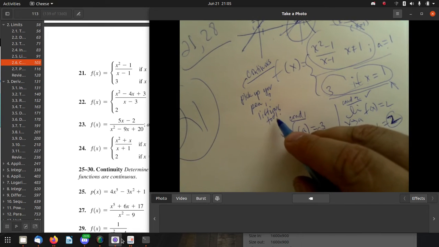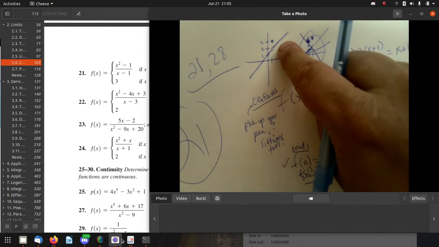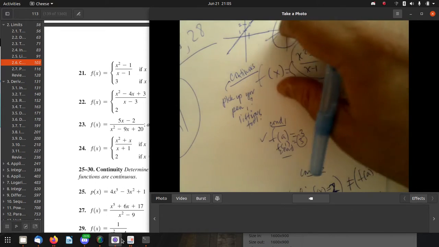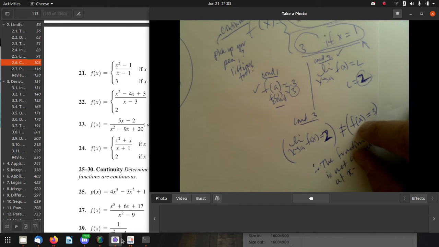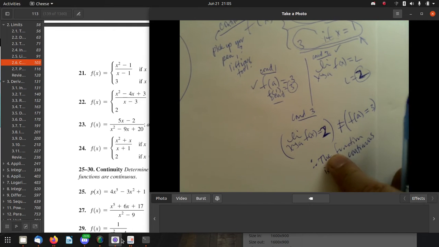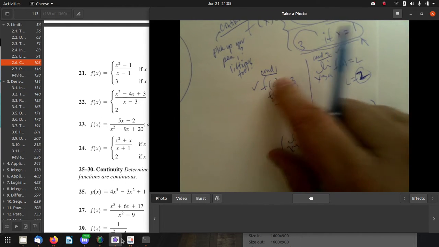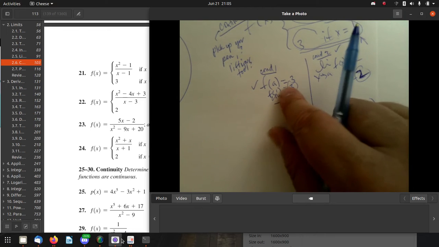Do you have to pick up your pen? Do you have to lift your tool? If you do, you're not continuous. So we know that this one's not continuous. Proving it and narrowing in on why it's not, seeing which parts are okay and can be aspects of continuity.